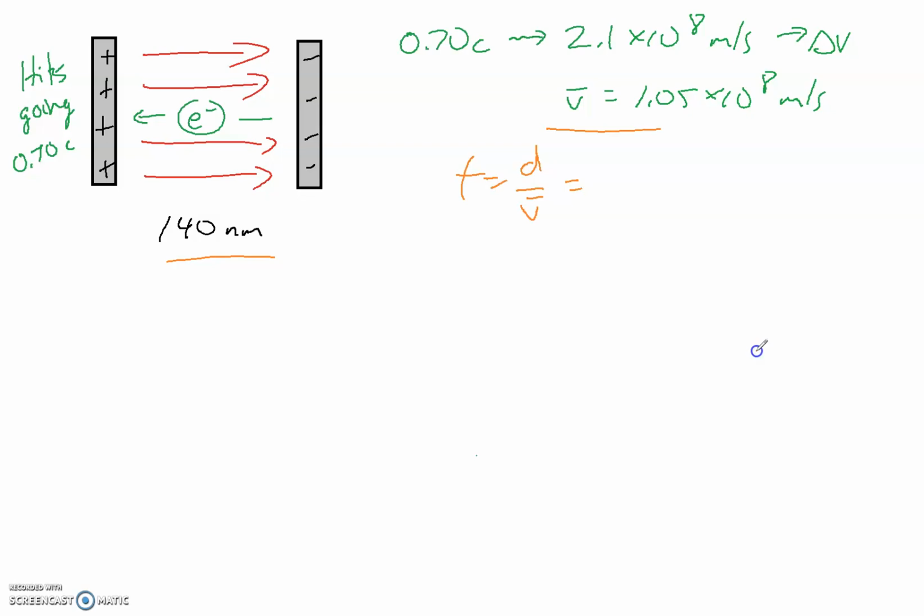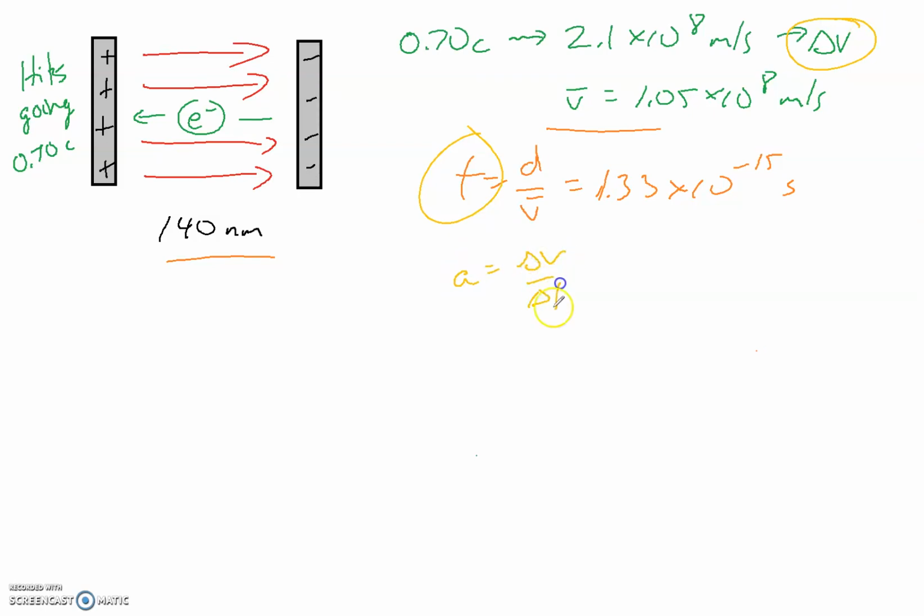We're looking around 1.33 times 10 to the negative 15 seconds. Okay, so I found time. Well, what could I do with this? I've got time and I've got change in V. With time and change in V, I can find acceleration.